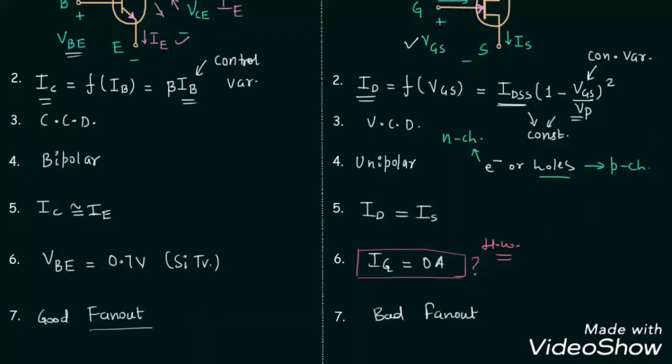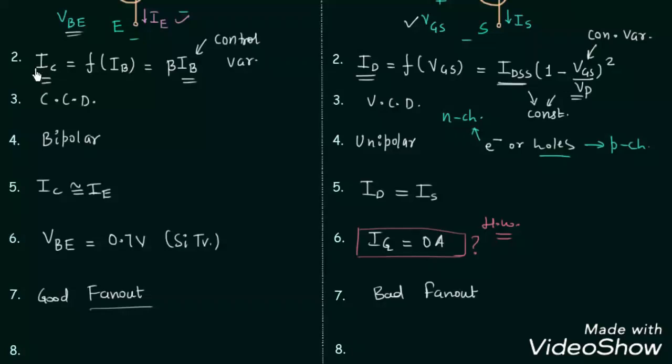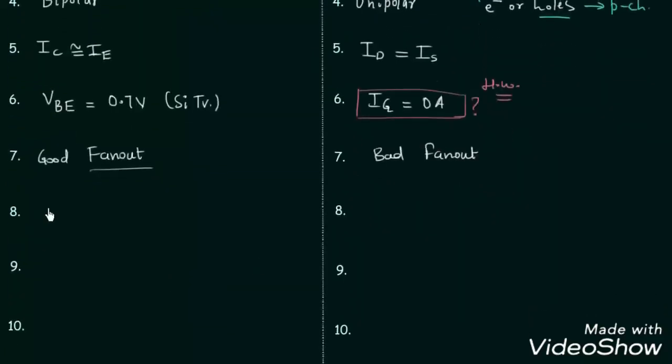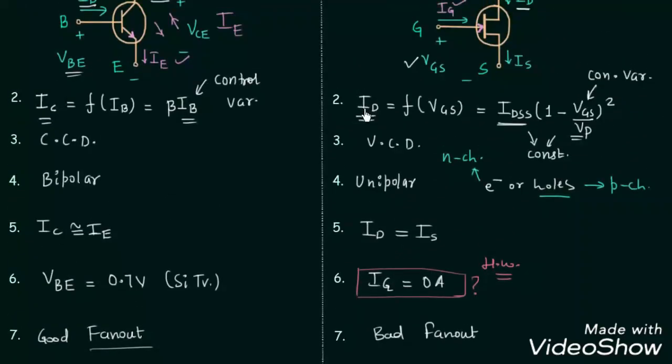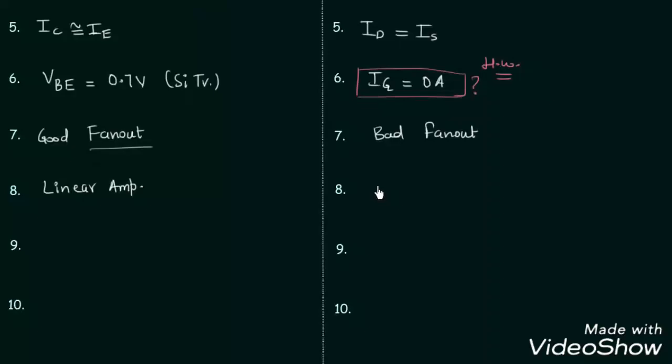Now let's move to the eighth point. You can see the relation between current IC and IB is linear, so we will call BJT a linear amplifier. And in case of JFET, the relation between current ID and voltage VGS is non-linear, because of this square, so we will call JFET a non-linear amplifier.